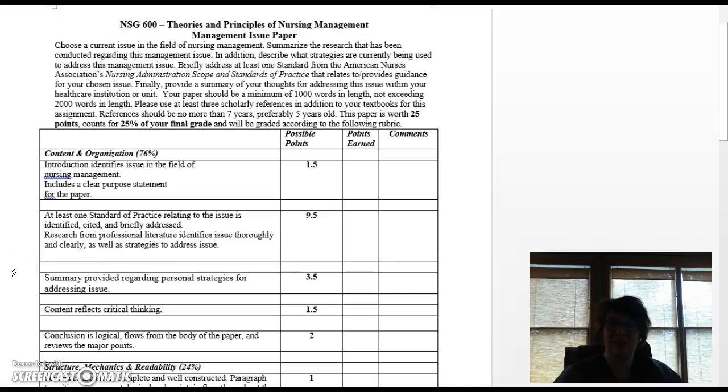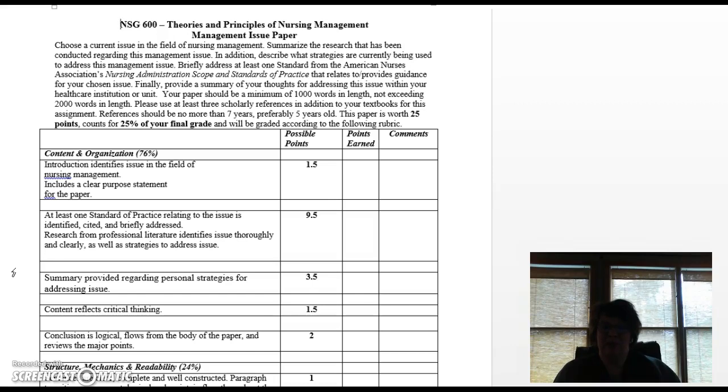Hi everyone. To start off in our session number 6, I'm going to go through the rubric for the assignment that is due at the end of this particular session. So the paper that you will be doing is the management issue paper, and what you need to do is identify an issue in the current nursing management field.